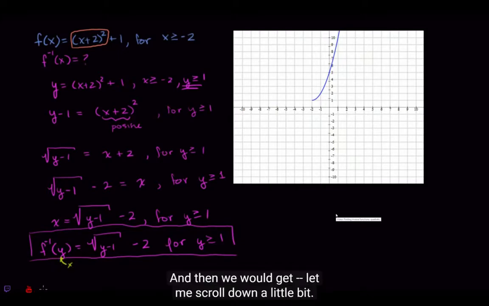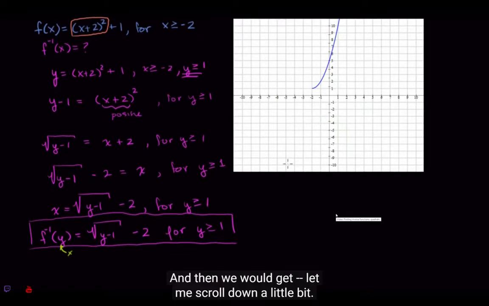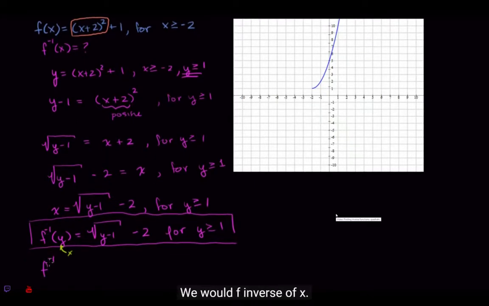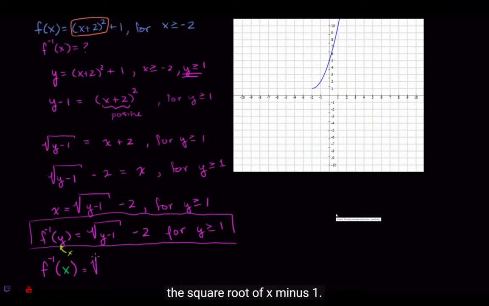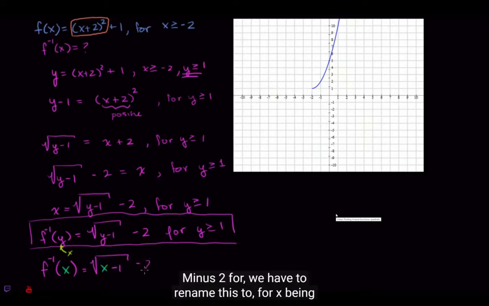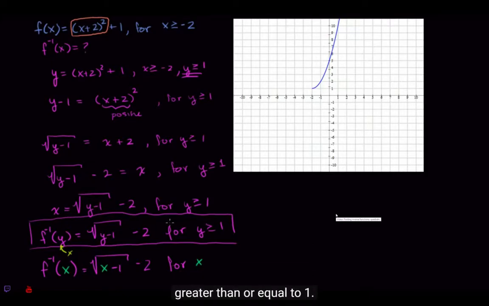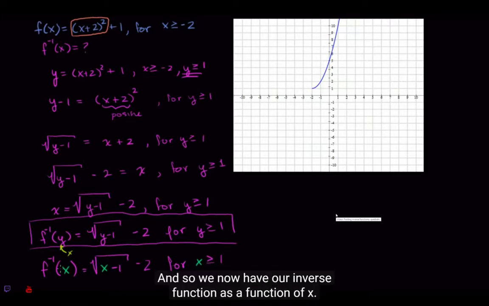So we could just rename y for x. And then we would get, let me scroll down a little bit, f inverse of x. And I'll highlight it here just to show you we're renaming y with x. You can rename it with anything, really. It is equal to the square root of x minus 1, minus 2, for, we have to rename this too, for x being greater than or equal to 1. And so we now have our inverse function as a function of x.